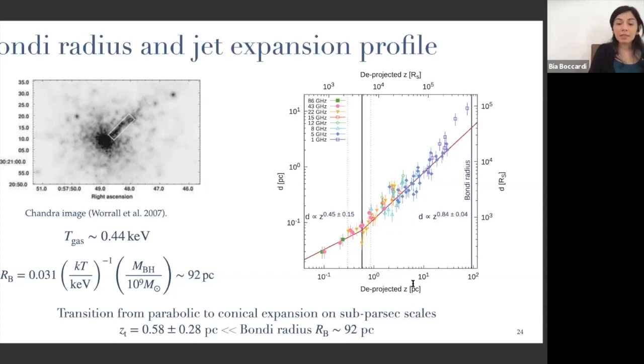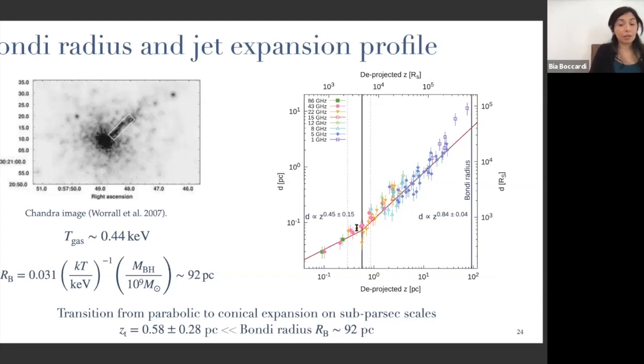So as in M87, we do observe a transition between a parabolic shape and a conical shape. The innermost data points, so basically the data points at the highest frequencies, describe an expansion profile which is flatter, with a shape which is close to a parabolic shape. But then already on the scales of one or a few parsecs, we observe a shape which approaches the one of a cone. So a perfect cone would have this index equal to 1, and we have 0.84.